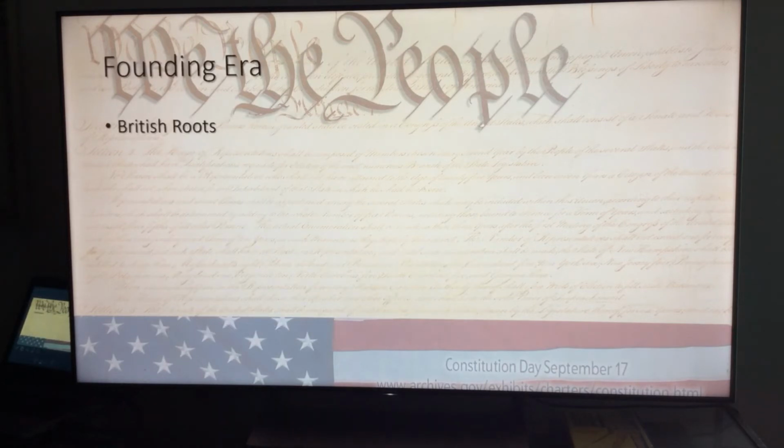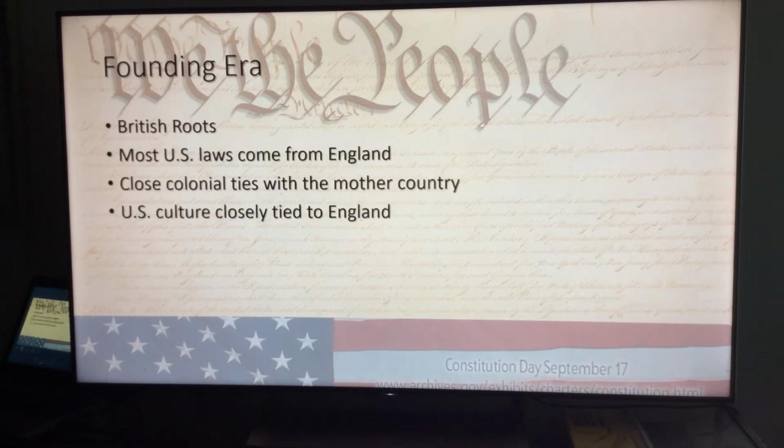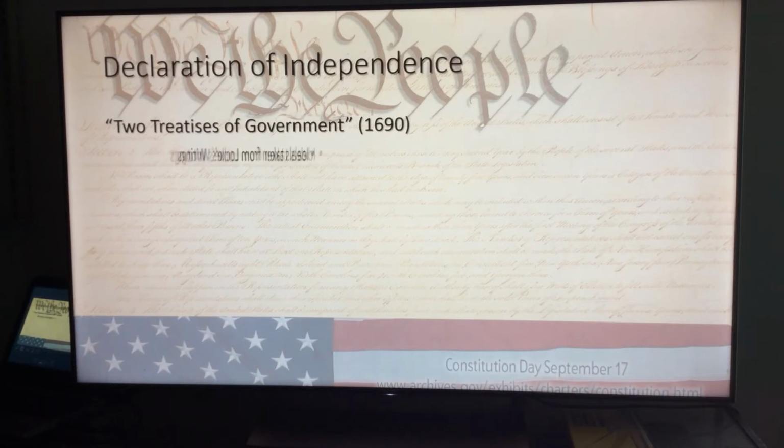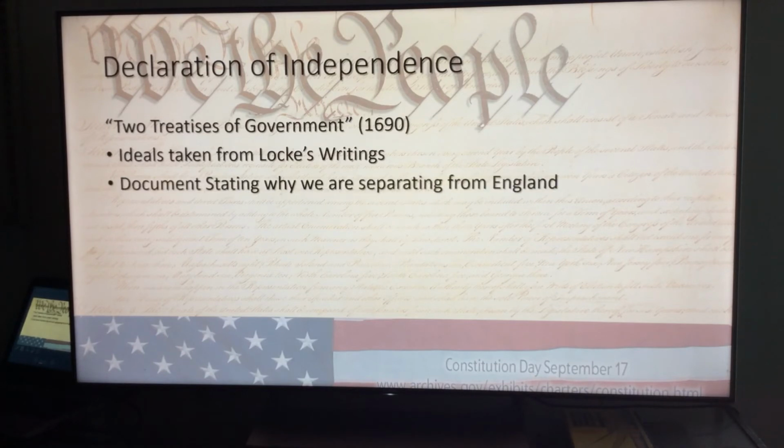I'm going to skip the founding era. We all know we're a former English colony. Most of our ideals and laws come from England. All right, Declaration of Independence. The Declaration of Independence comes from the Two Treatises of Government by John Locke. So when we talked about in Chapter 1, life, liberty, pursuit of happiness, or property, those ideas come from Locke.